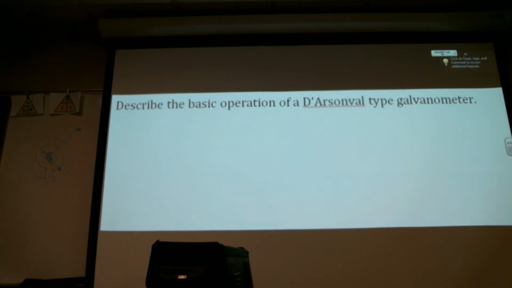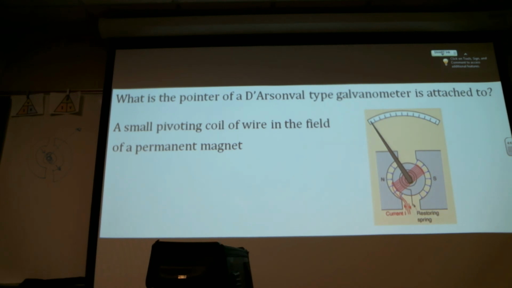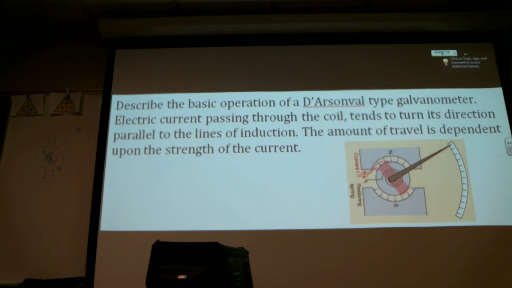So describe the basic operation of a D'Arsonval type galvanometer. And that's what this is. This is the galvanometer. Electric current passing through the coil tends to turn its direction parallel to the lines of induction. The amount of travel is dependent on the strength of the current. You can say the current flowing through a coil balances against a spring. You can, however you want, as long as you have a general idea of how it works. I'm going to talk about this more later.